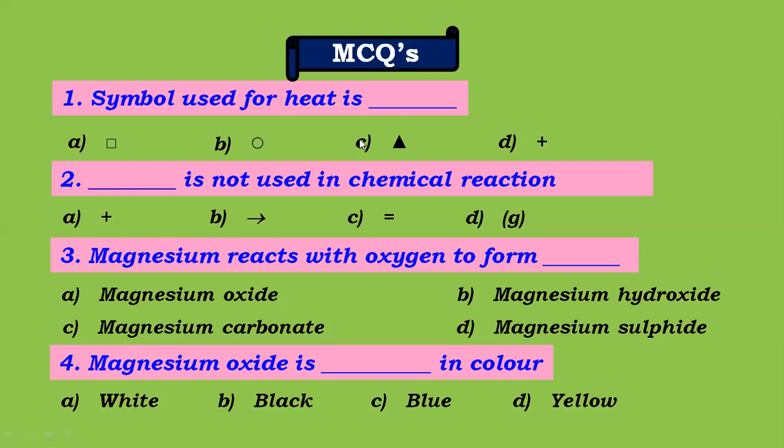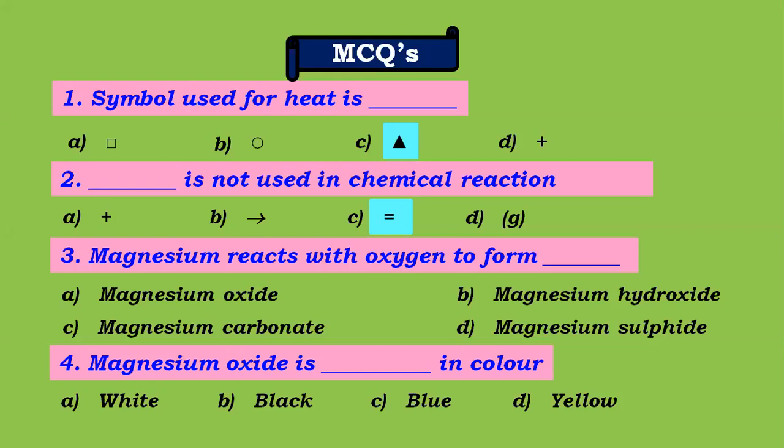Very nice. Okay, so I think the question is clear to everyone. Let us quickly try to give the answers here. The symbol used for heat is the triangle. The second question: what is not used in a chemical reaction? Come on, tell me. Do we use a plus sign? Yes. Do we use an arrow? Yes. Do we use an equals to sign? The answer is no. So the equals to sign is not used in a chemical reaction.